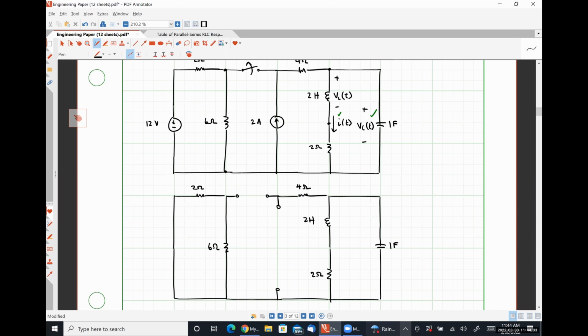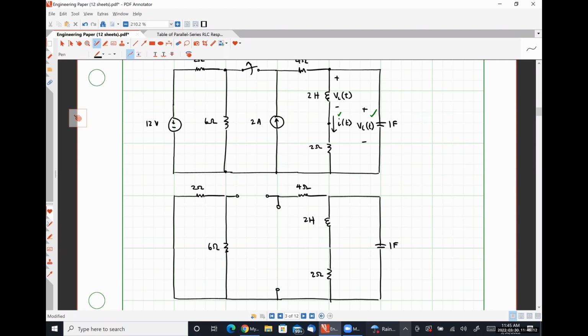Okay. So the 2 Henry inductor is in series with the 2 ohm resistor, which is in series with the 1 farad capacitor. This 4 ohm resistor up here isn't included because it's open circuited, and so it can't actually contribute to our response. So the crux of our analysis is going to be around the behavior of this 2 Henry inductor in series with a 2 ohm resistor in series with a 1 farad capacitor. All right. So I believe we are all in accord that this is a series RLC circuit.